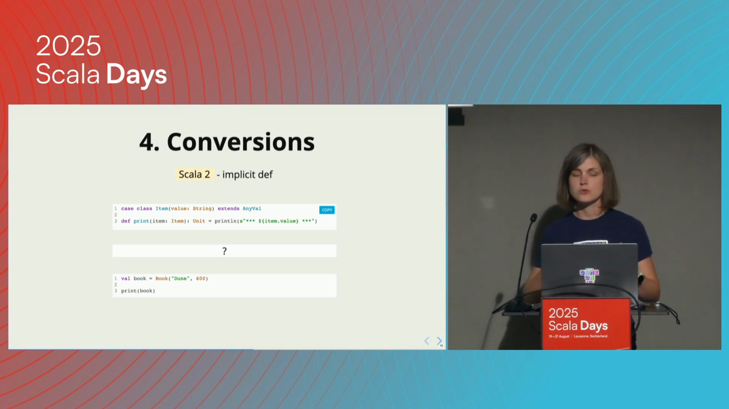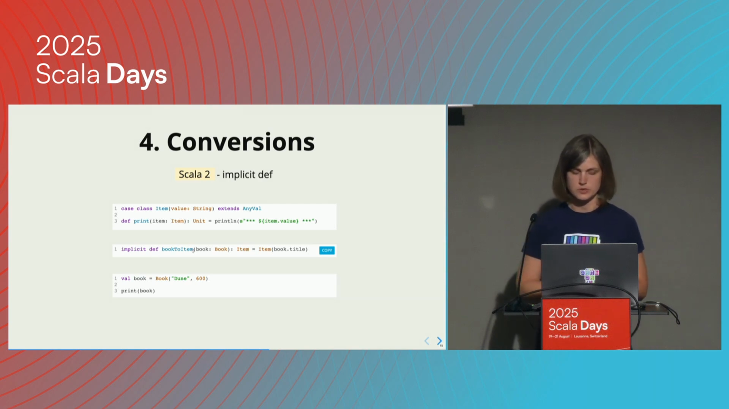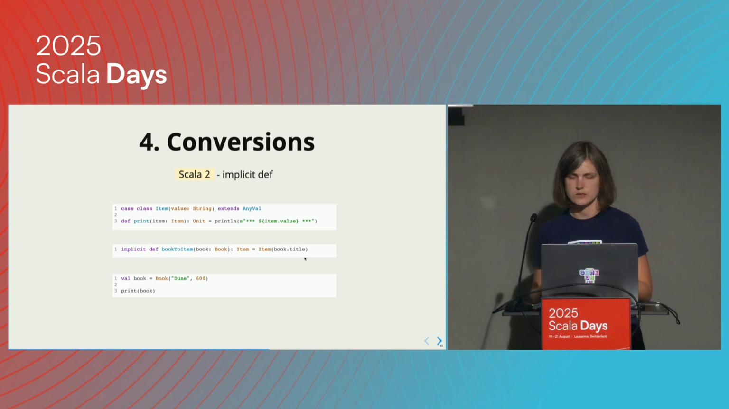So what you may want to do is you may want the compiler to understand that whenever you want to print a book, you will provide some kind of a way for the compiler to know how to treat the book as if it was an item. So that's why you might need implicit conversions. And the way you would define it in Scala 2 is you provide an implicit def. So let's call it bookToItem, even though the name doesn't really matter. It operates on the Book type and returns the Item type. And here is our recipe for how to transform one to the other. So just use the Item constructor.